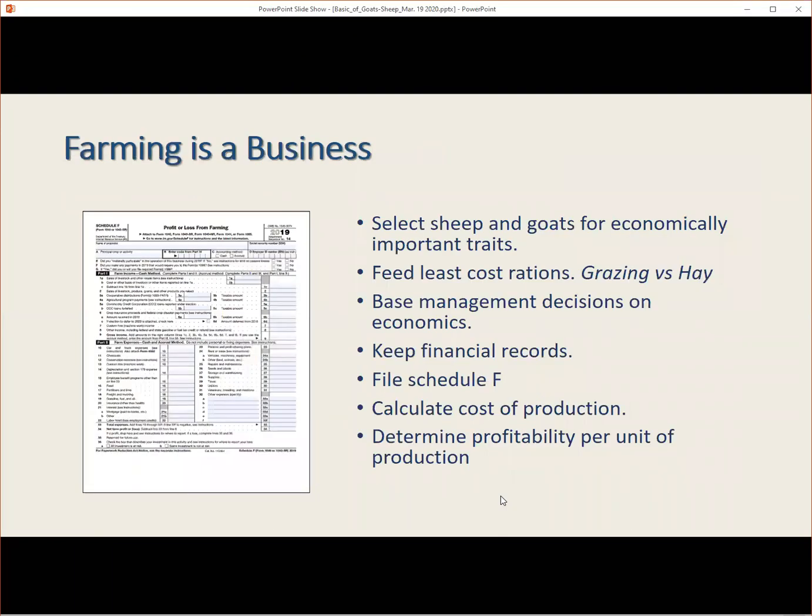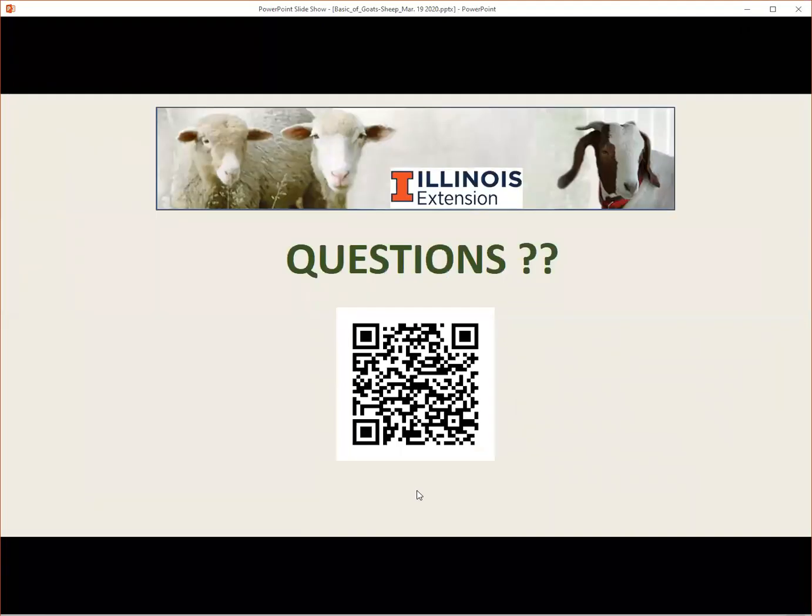Finally, farming is a business. You want to keep records. You want to feed the least cost ration that gives you the highest return. Keep records, calculate your cost of production, so you can keep track of whether you're making money or not. And there's the final slide.